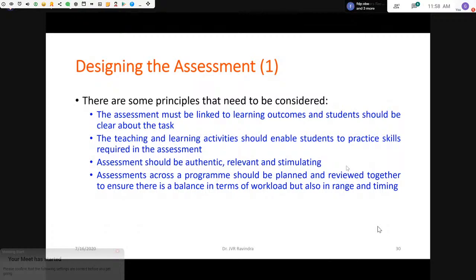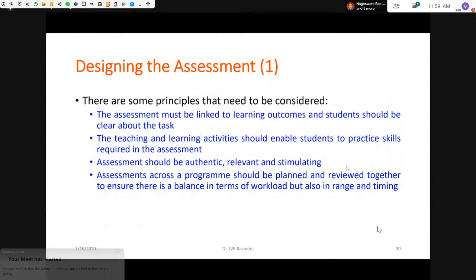There are mainly 2 points that I would like to mention here. There are some principles that you need to consider. Assessment must be linked with learning outcomes. This is what I've been talking about. And the student should be clear about the task. So no complex questions, no surprising questions, and you should not make the final exam paper very, very tough. If you do that, you will miss so many outcomes, course outcomes, learning outcomes, everything.